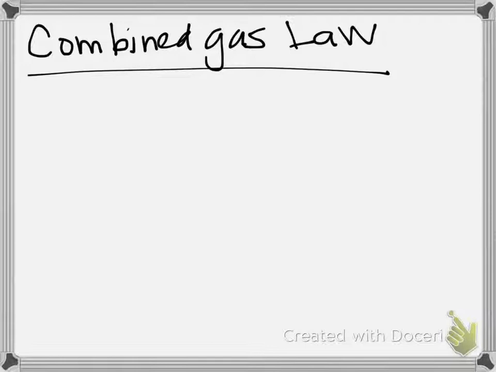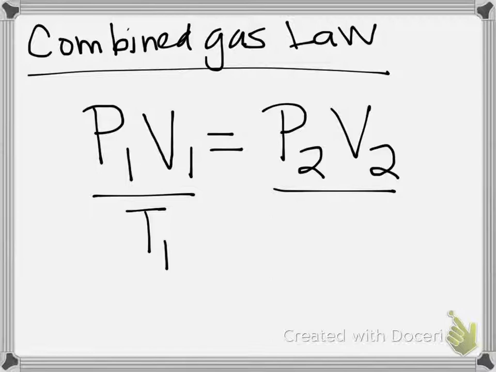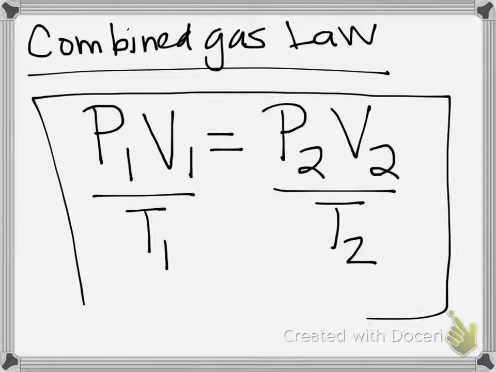The combined gas law combines Boyle's Law, P1V1 equals P2V2. Charles' law said that volume 1 over temperature 1 equals volume 2 over temperature 2. And it also combines Gay-Lussac's law, which is already written here: pressure 1 over temperature 1 equals pressure 2 over temperature 2. So this is the combined gas law equation. All three of the laws are there.